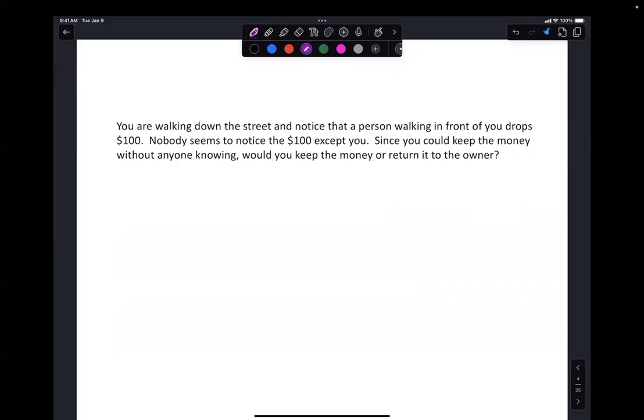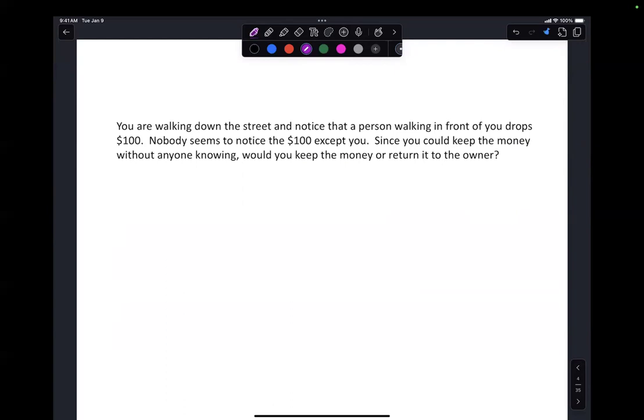When I teach stats in high school, I usually have more students saying they're going to keep it than when I teach stats at the college. Most adults would not keep it. And I think it's probably because the adults are thinking, well, if I dropped $100, that would hurt. I would want to get it back.